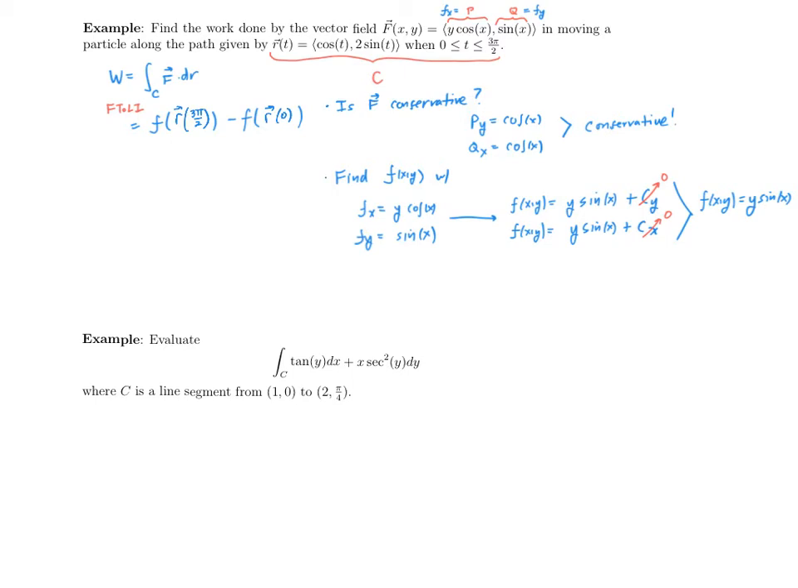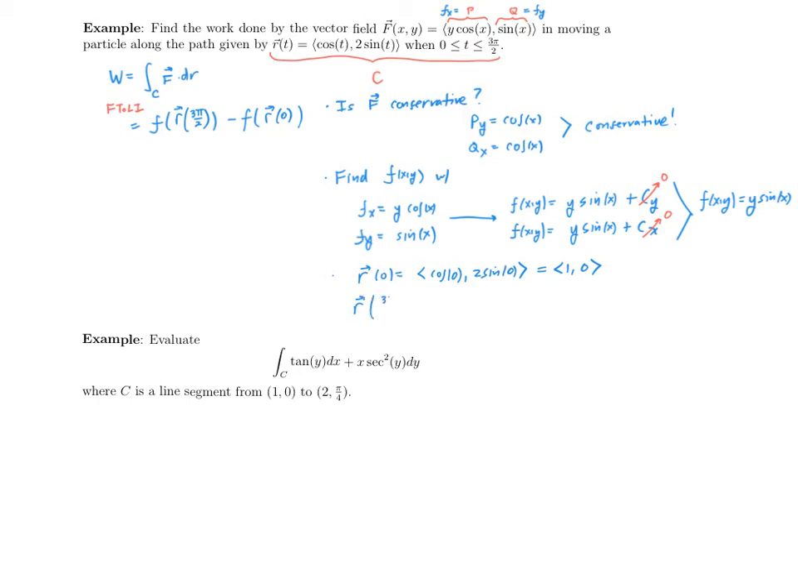And let's just do a couple side computations. r of 0 is cosine 0 comma 2 sine of 0. Cosine 0 is 1. Sine of 0 is 0.